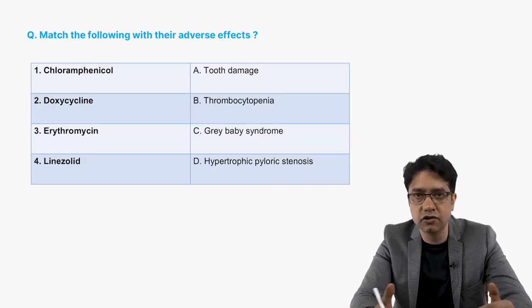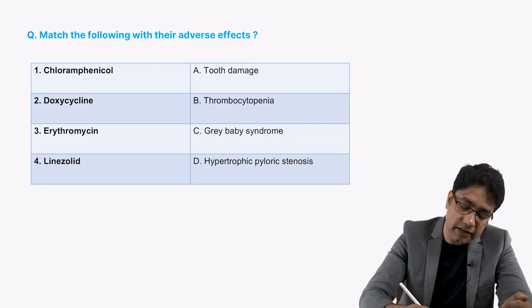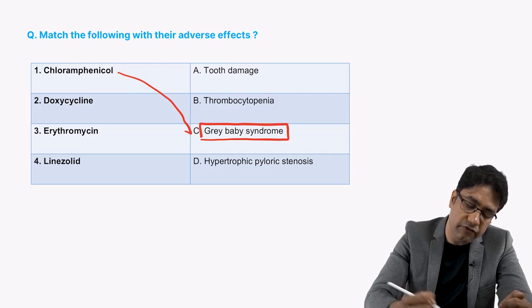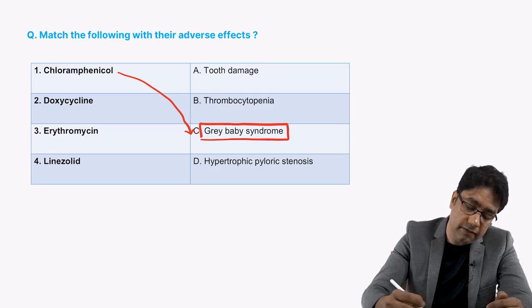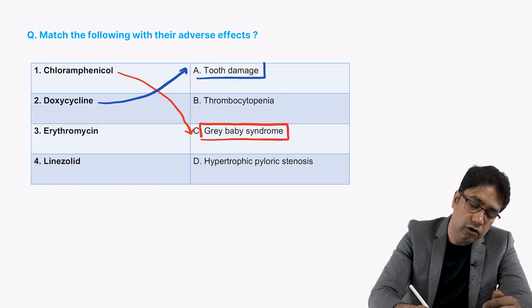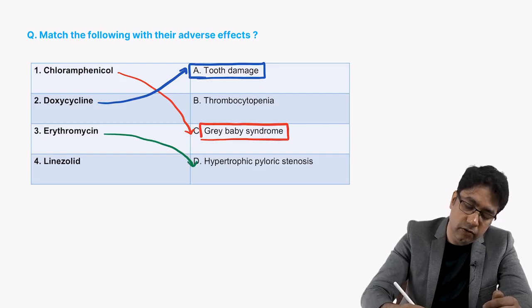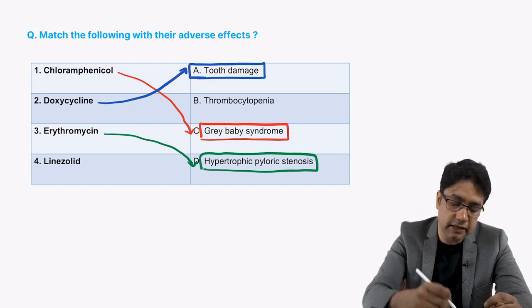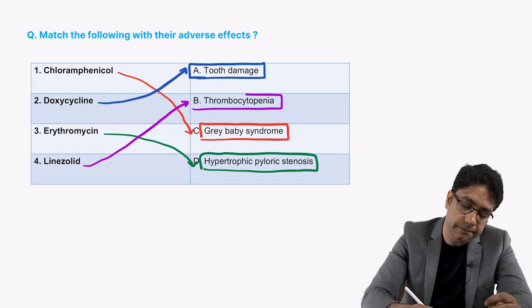So let's solve certain MCQs. Chloramphenicol causes which side effect? We will write Gray baby syndrome is a side effect of chloramphenicol. That is why it is not given in neonates. Doxycycline is a tetracycline. Tetracycline causes tooth damage. Now, erythromycin, especially in neonates, causes hypertrophic pyloric stenosis. Motilin receptors get stimulated. And linezolid causes thrombocytopenia.